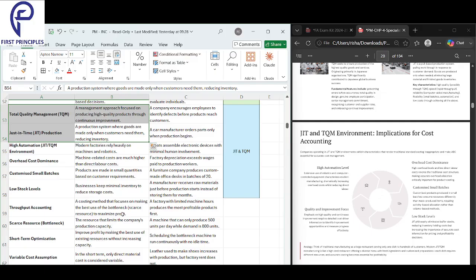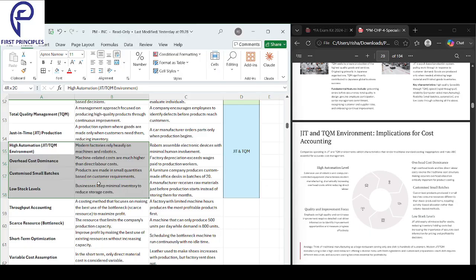Now there are some implications for cost accounting. What are the implications here? First of all, there is high automation. The modern factories rely heavily on machines and robotics. Overhead cost dominance: there are a lot of machine-related overhead costs. Products are made in small batches because of customized requirements. The stock levels are very low. They don't keep much.